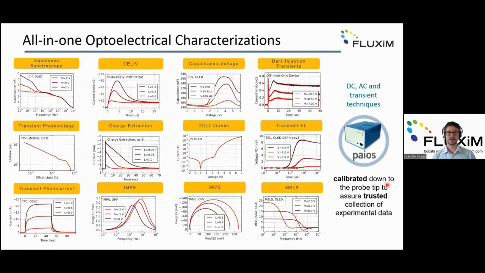What we try to resolve this issue by developing this tool called BIOS. BIOS performs DC, AC, and transient analysis on solar cells or LEDs. So you could have a combination of different analyses all together in the same instrument. This instrument is calibrated down to the probe tip, and this assures you that your collection of data is reliable.